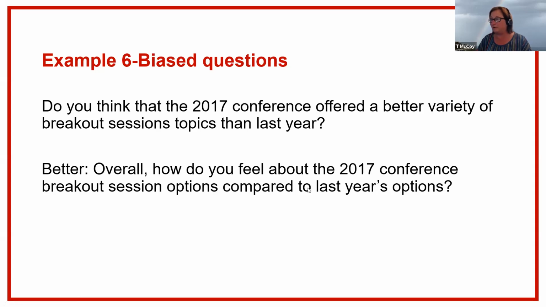overall, how do you feel about the 2017 conference breakout session options compared to last year's options? Okay, here's an example of where this could be an open-ended question, where I'm going to let them put it in their words versus I could have a scale there. Now, I didn't have this, but let me talk about this right now. What would lead you to make that a closed-ended question with a scale versus an open-ended question? What might you be thinking about?